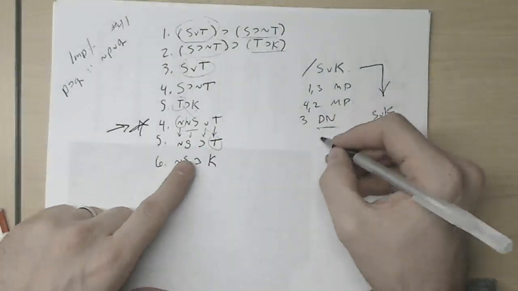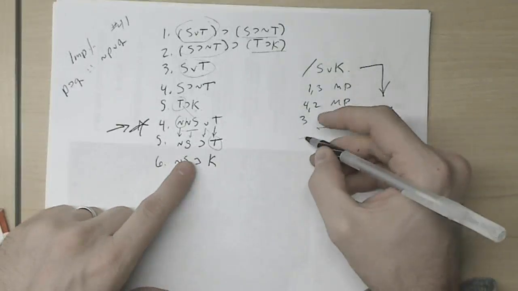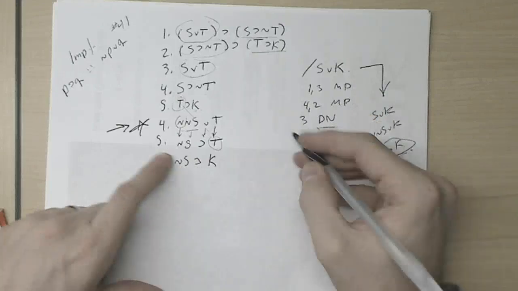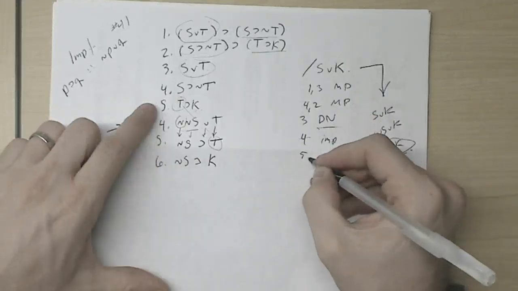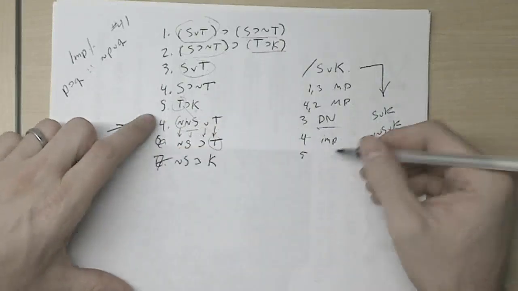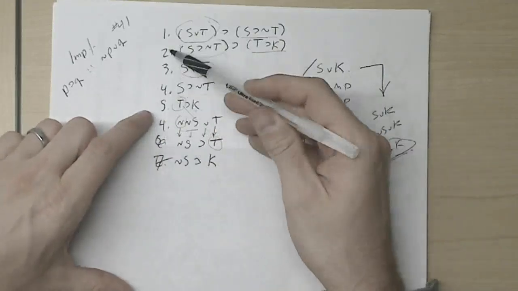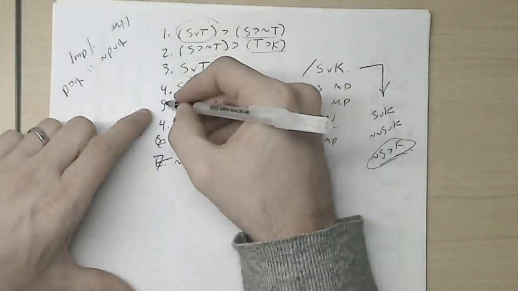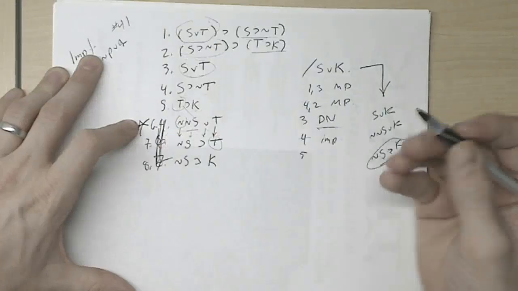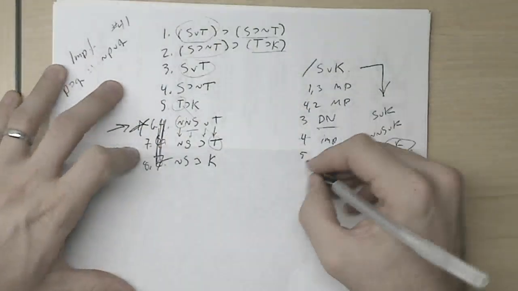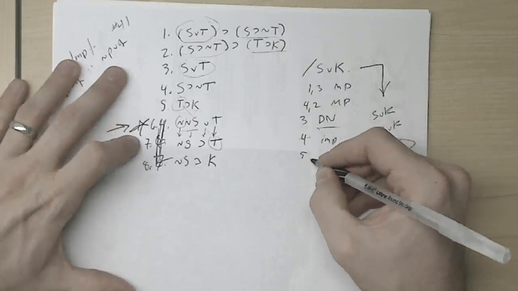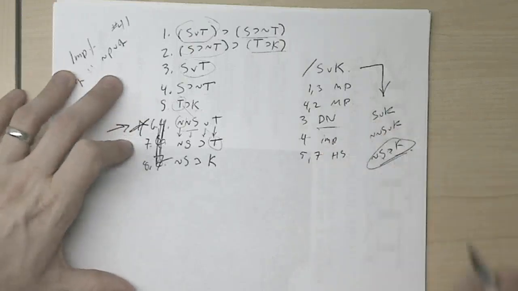Oh, I forgot to write my reasons here. So double negation, line 4 implication. Sorry about that. I bet a lot of you watching this video caught that I'm completely numbering this wrong. Look, 4, 6, 7, 8. Sorry about that. Okay. So now that we've done this, that's lines 5 and 7, hypothetical syllogism.